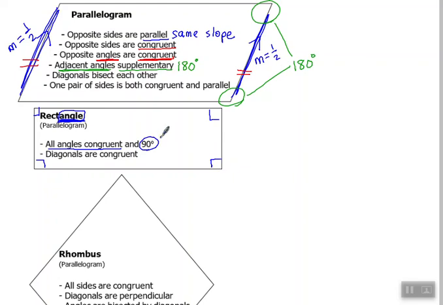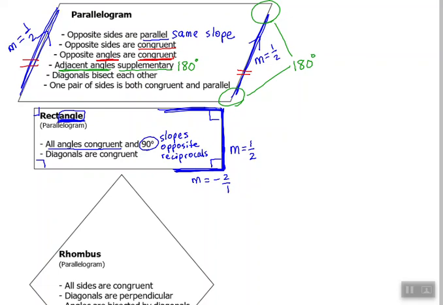When we see a 90-degree angle, that means the slopes of the sides that are next to each other, like this side and this side, have to be opposite reciprocals. So for example, the slope of this side, let's say that slope was 1/2, then the slope of the side next to it would be the opposite reciprocal of that, -2/1.